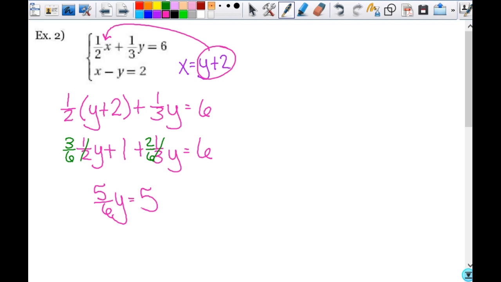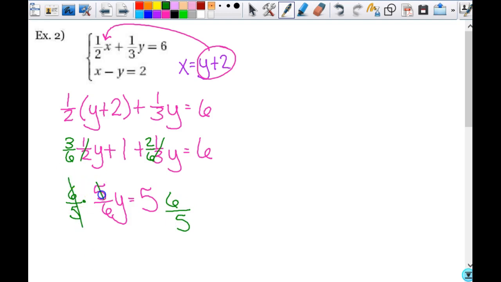Then I need to get y by itself. Okay, let's back up here because you all are both right. 5/6 is being multiplied by y. The opposite of multiplication is division. So I'm going to divide by 5/6. But when you divide by a fraction, what do you do? You multiply by the reciprocal. So yes, you're dividing, but then your dividing turns into the multiplying by the reciprocal. So I'm going to multiply both sides by 6 over 5.